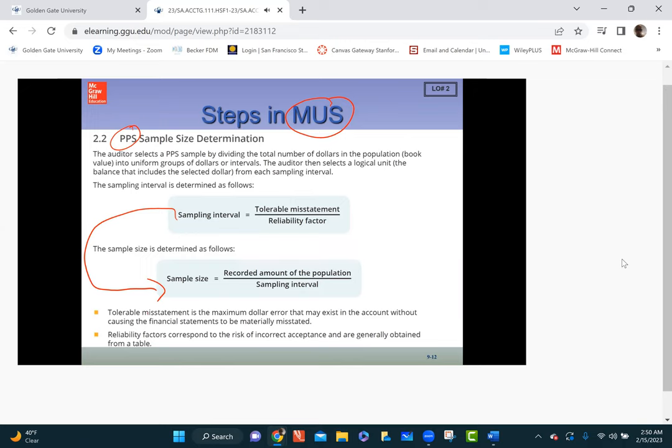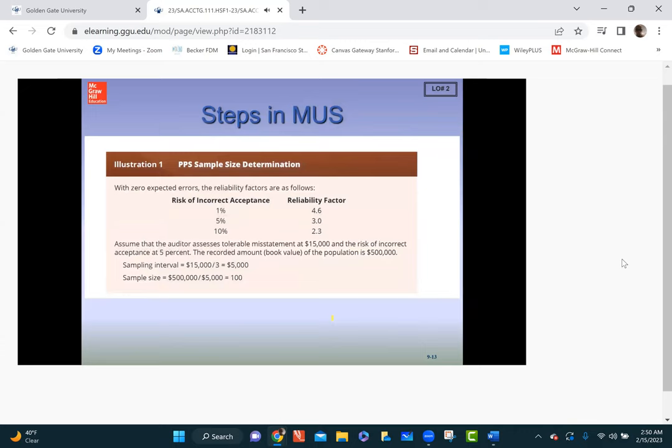Now, of course, as we've mentioned a couple times now, tolerable misstatement is the maximum amount of misstatement that we will accept in an account balance without determining that it is materially misstated. So we've said that earlier. Okay, so we take a look at this next slide, and this aligns reliability factors with our risk of incorrect acceptance. Remember, our risk of incorrect acceptance is the risk that we will conclude that an account balance is not materially misstated when in fact it is. And so we want to try to avoid this mistake. We want to be confident in our decision.